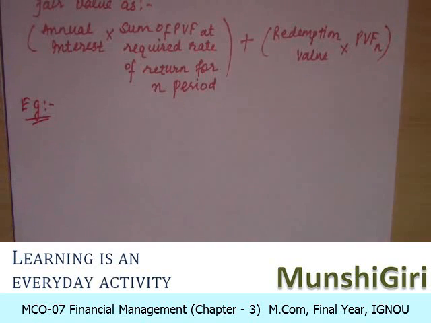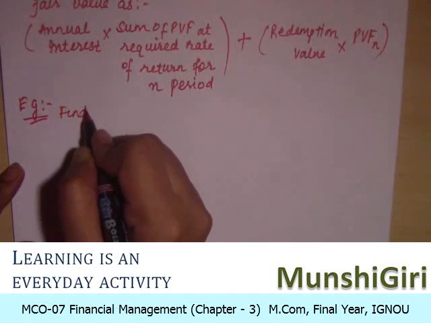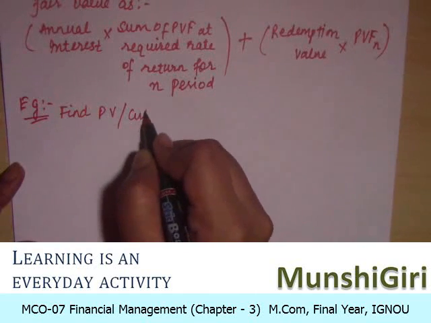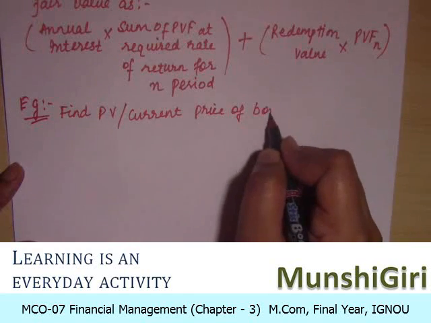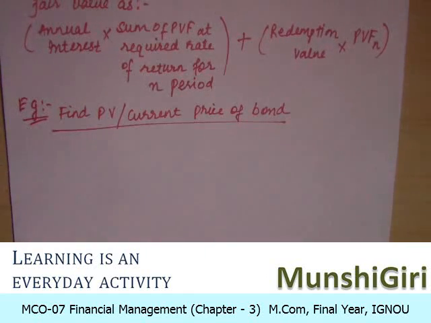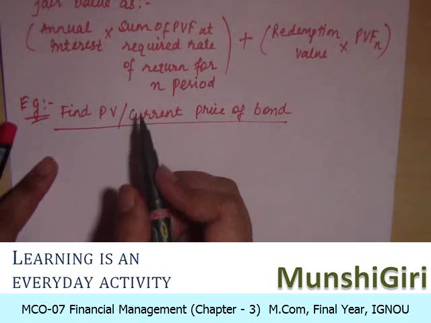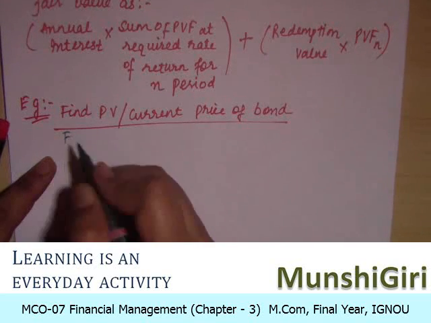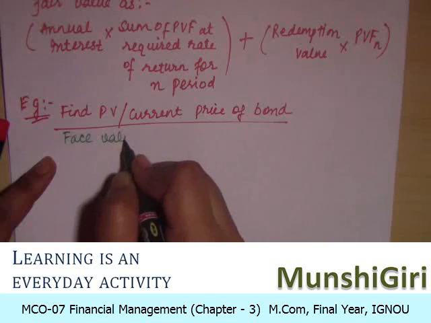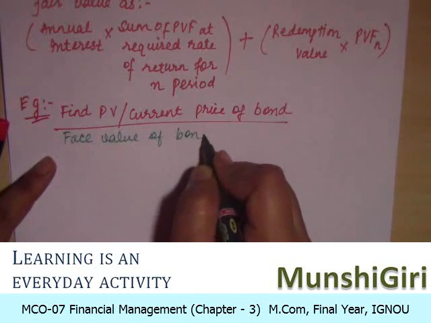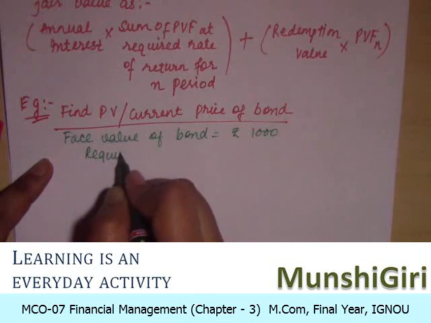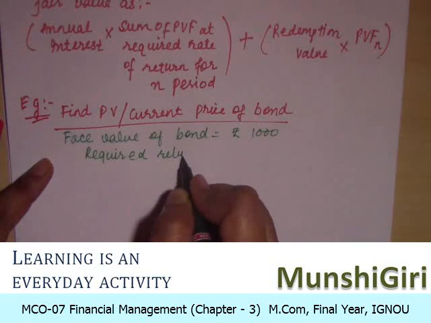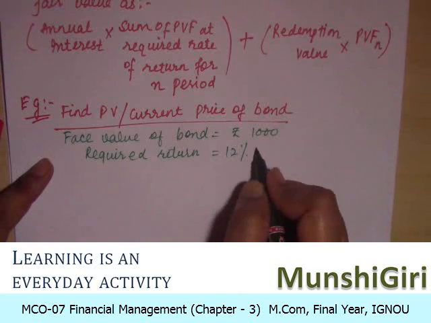It says find the present value or current price of the bond. The details are as follows. The face value of bond is rupees 1000. Required return is 12% per annum.